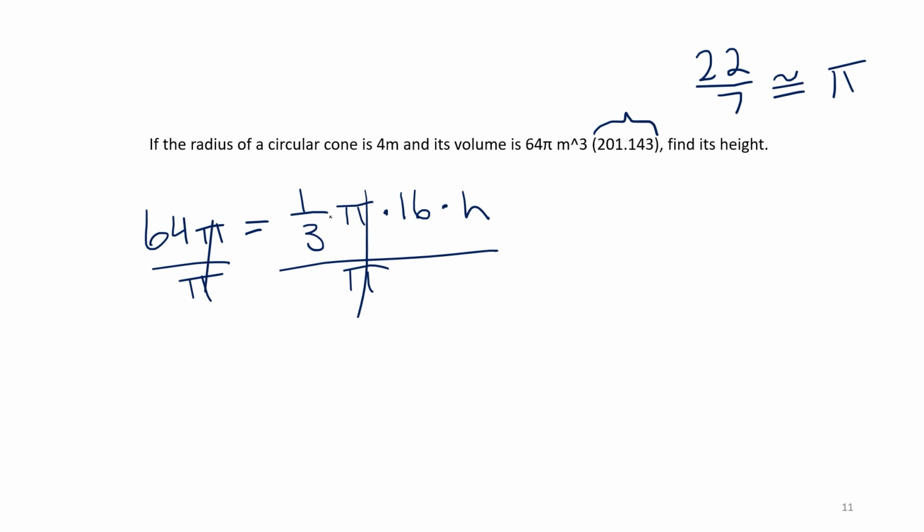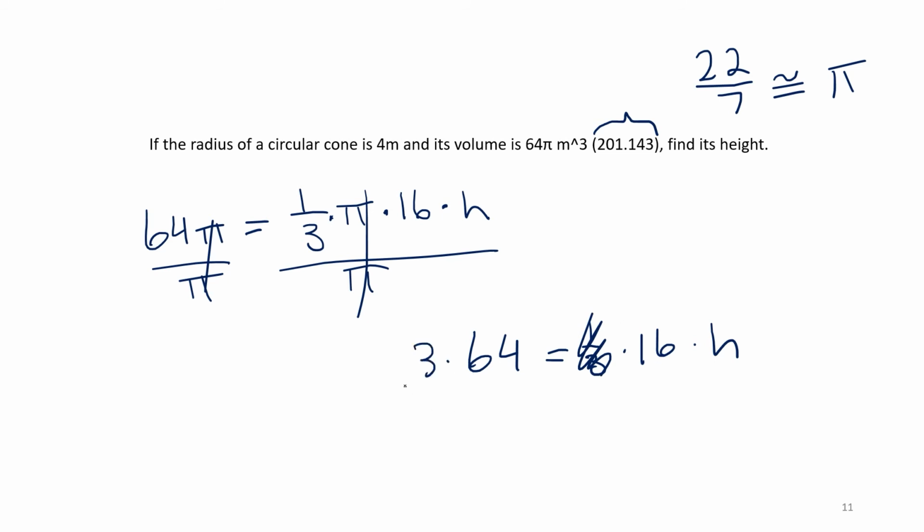And since it's all multiplied together, you can do this. If there was an addition sign in here, you would need pi in both parts of the polynomial, whatever it's called, in order to do this. But we don't have to do that. So now we just have 64 equals 1/3 times 16 times height. First we're going to multiply by 3 to get rid of this, and this will become 3 times 64.